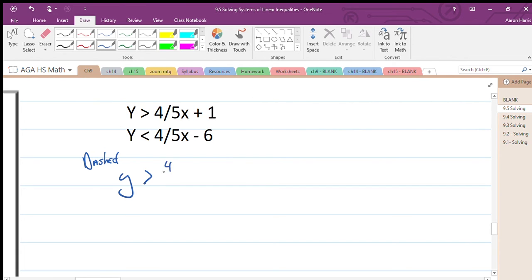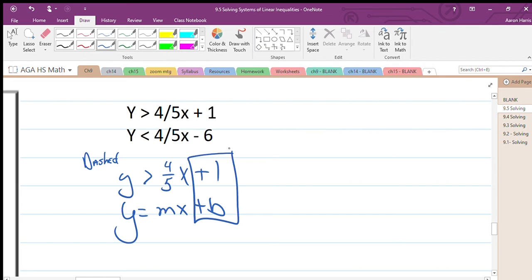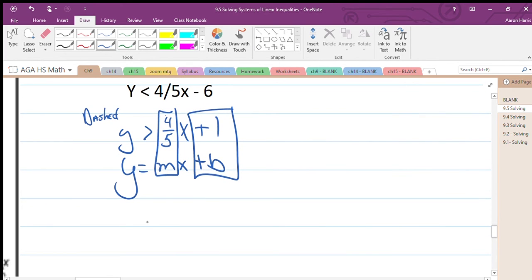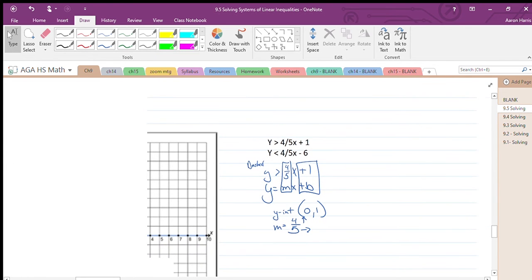So y, I got 4 over 5x plus 1. This is already in y equals mx plus b. So I know my b is 1. My slope is what? 4 over 5. So my y-intercept is what? 0, 1. My slope is what? 4 over 5. So I'm going to go up 4 to the right 5. Does that make sense? So let's get that on the graph.